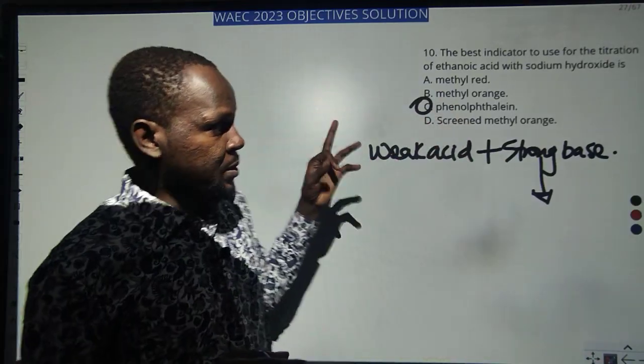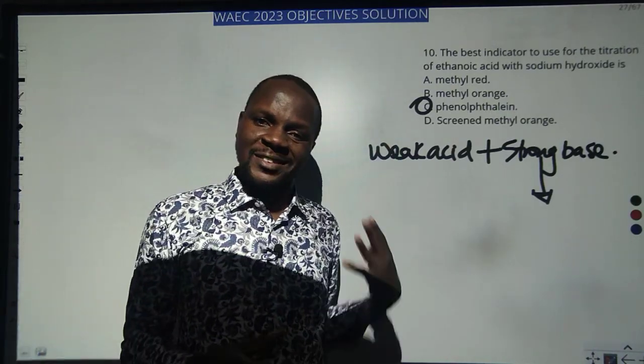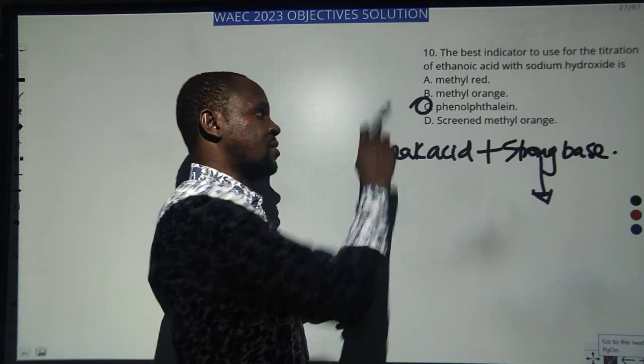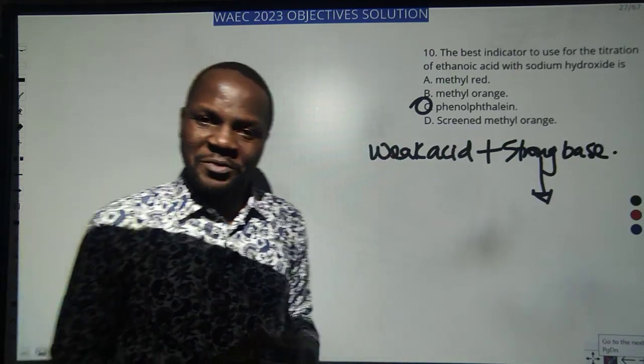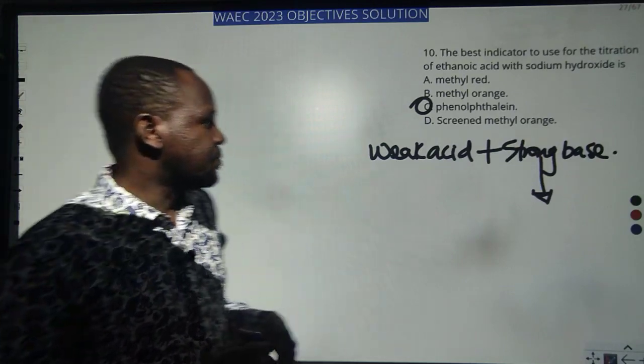Everybody should know that the pH of methyl orange is what? It is about 3.2. That is acidic. So for strong acid, methyl orange; strong base, phenolphthalein. Very simple. Admin, show me question 11.